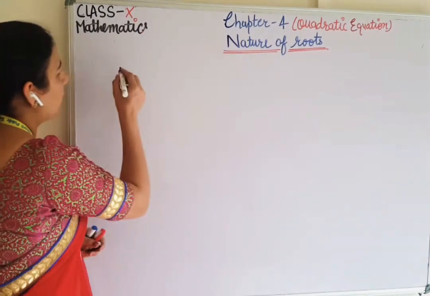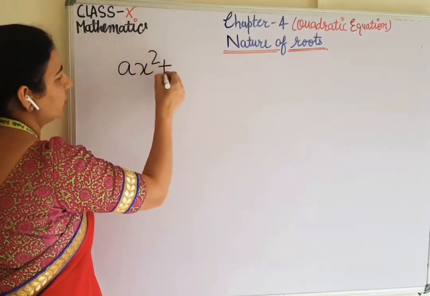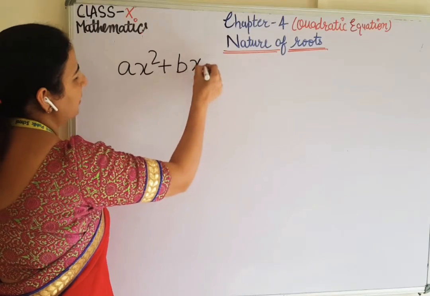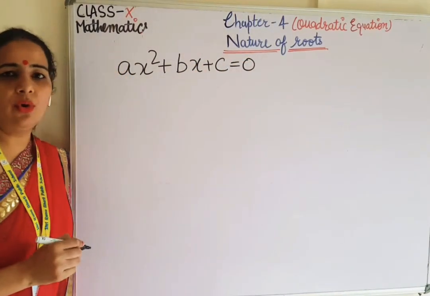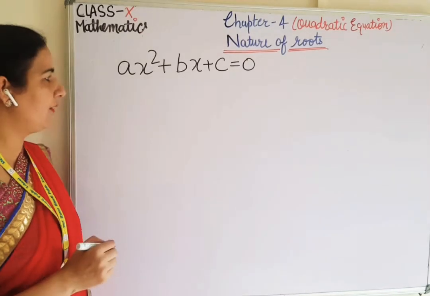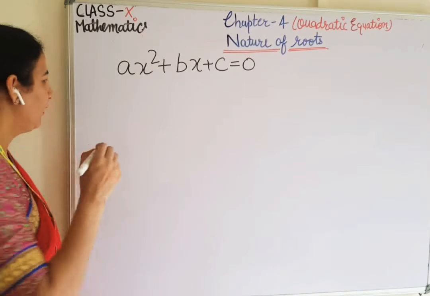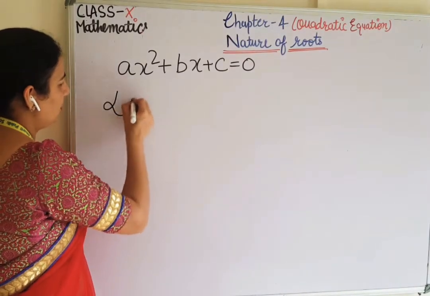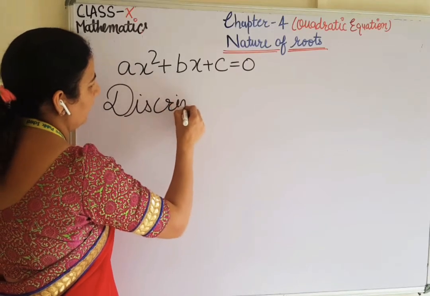First of all, the standard quadratic equation is ax² + bx + c = 0. You all know that this is a standard quadratic equation. How will we determine the nature of roots? We are going to discuss the discriminant today.